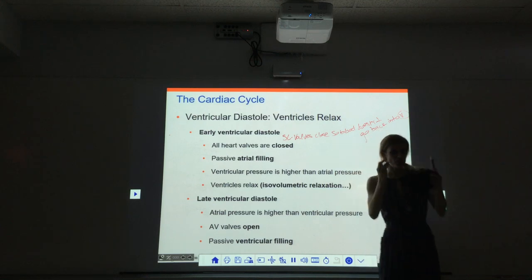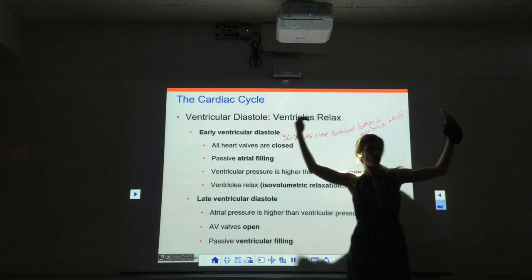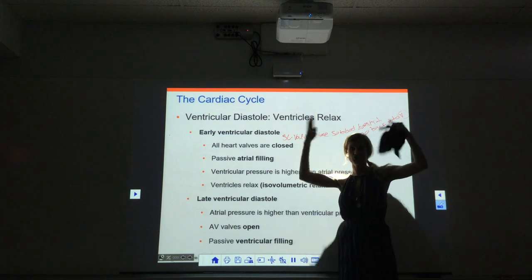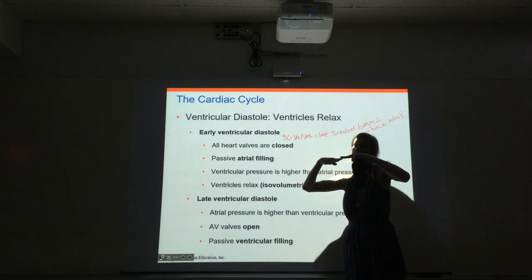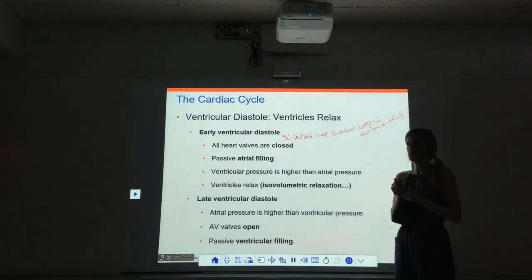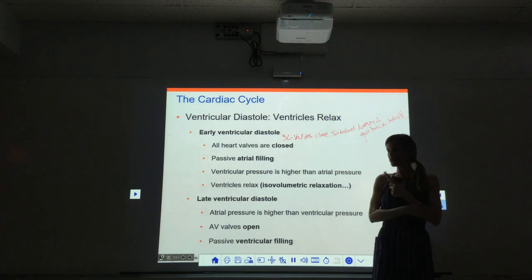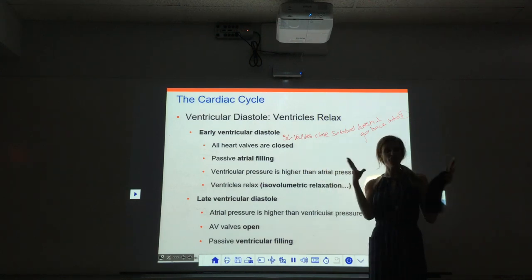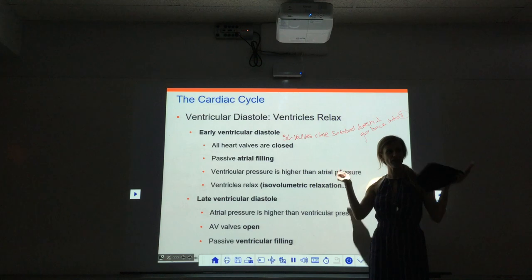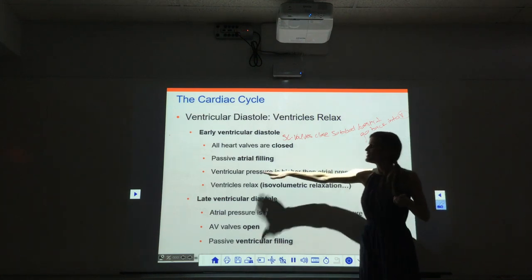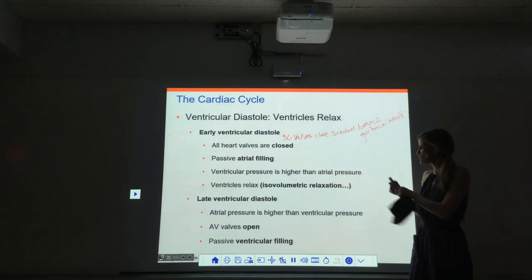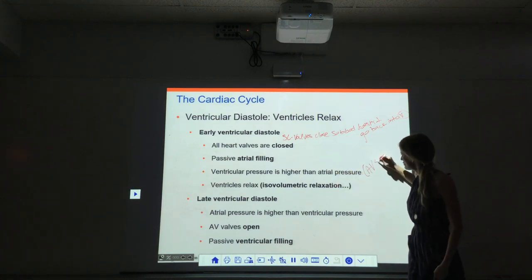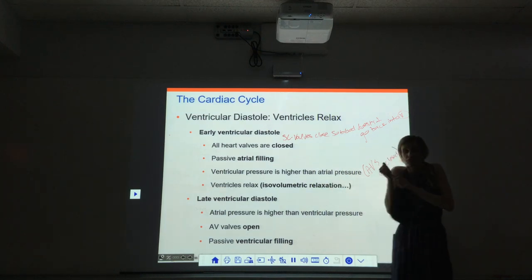Right? Because the pressure starts to drop in the ventricles, and then we don't want the blood to go backwards from the arteries down to the ventricles, so we fill up those little cups that you saw when we dissected the heart. That snaps the semilunar valves shut. So now all the heart valves are closed. We have passive atrial filling, which means the atria are open, relaxed, blood's just flowing into them, nice, normal, passively. At this point, the ventricular pressure is higher than the atrial pressure, which is why the AV valves are closed, because there's still more pressure in the ventricles.